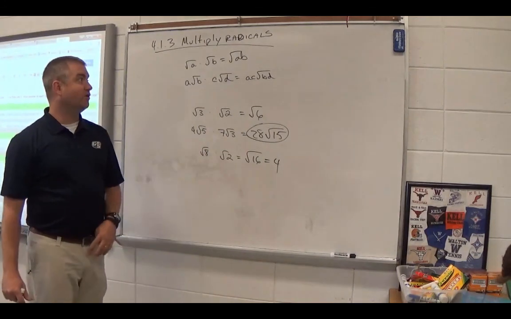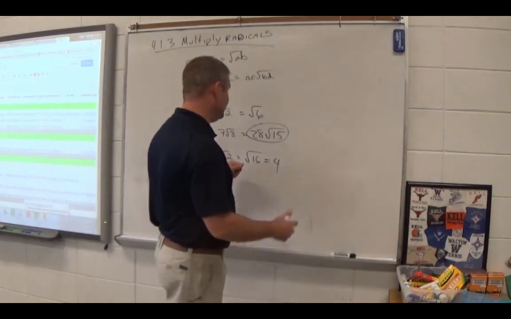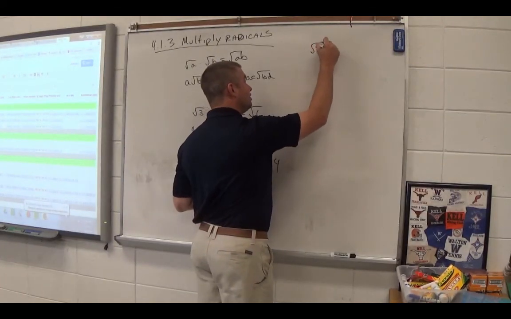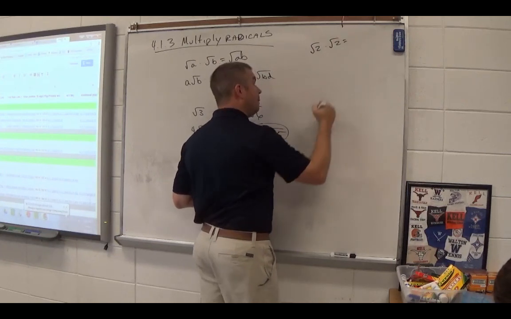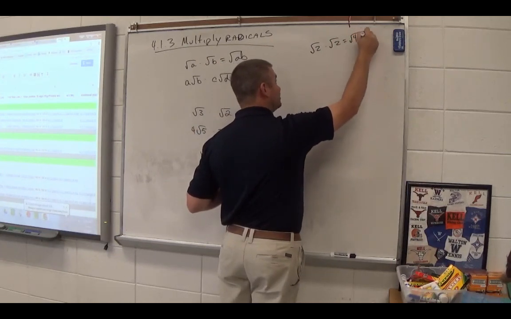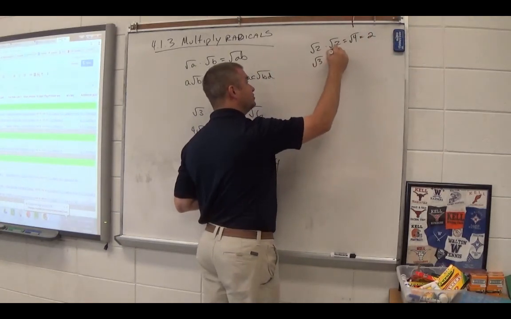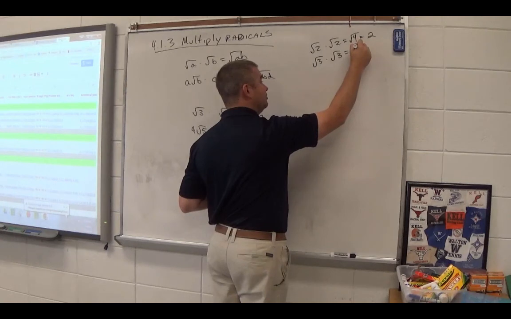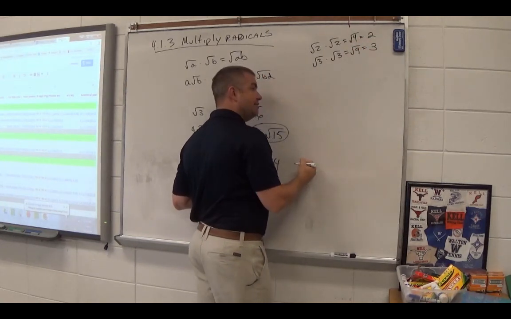Alright, before we move on, I want to show you a trick. I want you to pay attention. The square root of 2 times the square root of 2 equals what? Square root of 4, which is what? 2. The square root of 3 times the square root of 3 equals the square root of 9, which equals 3. Do you see a pattern?